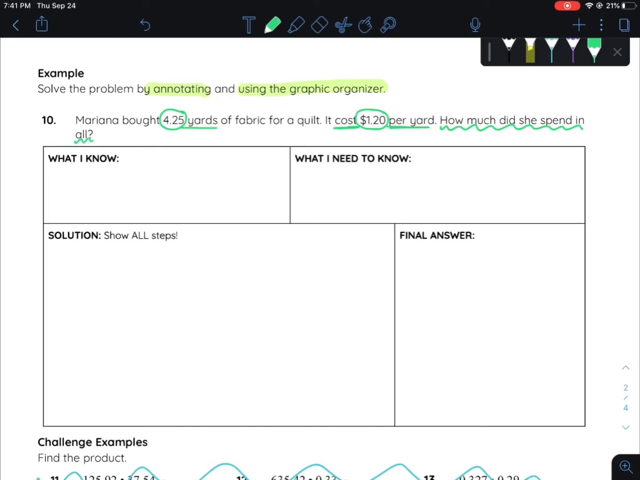Okay, so she bought 4.25 yards. Cost is $1.20 per yard. Okay, that means each yard, one single yard, is $1.20. But how many yards do we need? We need 4 and 25/100 yards. So when it says how much did she spend in all, we need to know total amount bought.